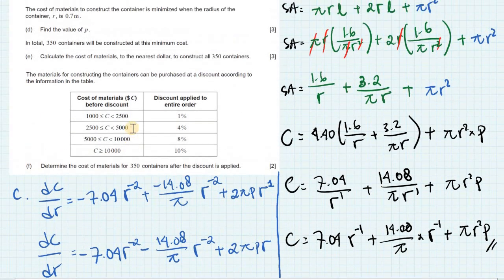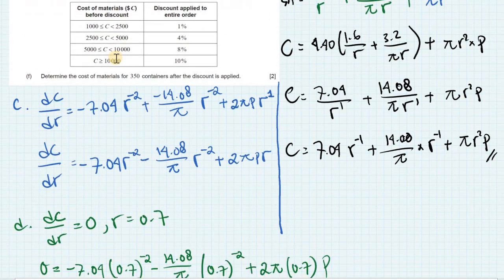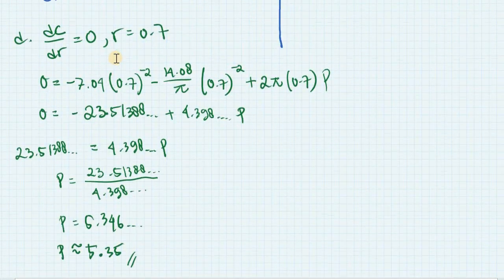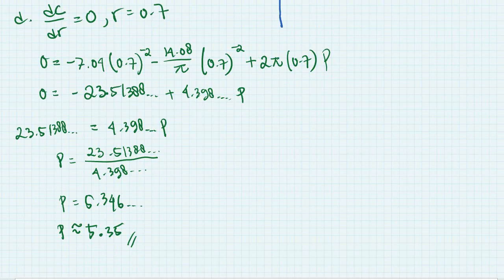Question D done. Question E. In total, we have 350 containers to be made at the minimum cost. So calculate the cost of material to the nearest dollar to construct all of the 350. Where should I put question E? Let's put it here. Oops, let's use a different color, it's quite messy over there. Okay, let's use black. Question E.